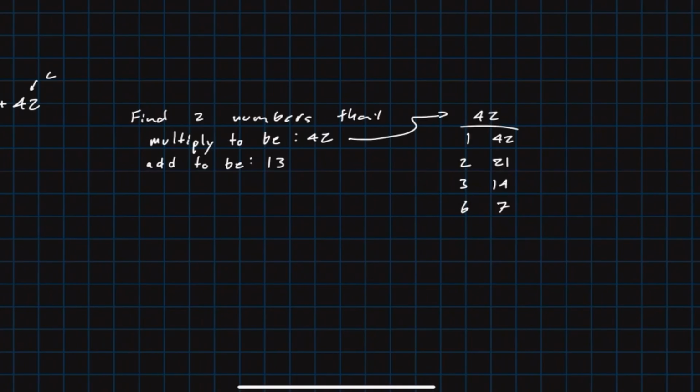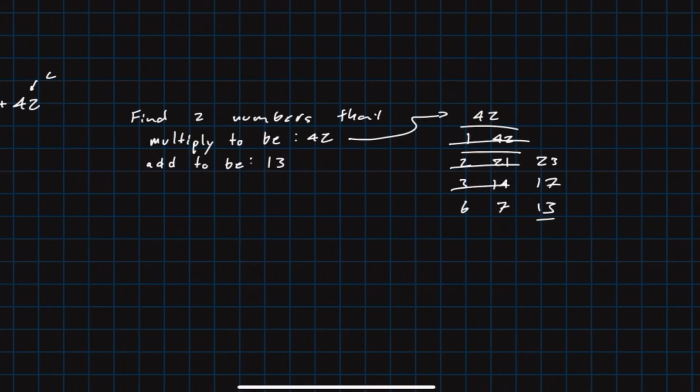Just to show something that you might recognize fast, right, is 1 and 42. These obviously don't add up to be 13, so we can just cancel that out. And we can go through each one of these and do this, right? So 2 and 21 is 23, so that's not it. 3 and 14 is 17, that's also not it. 6 and 7 make 13.